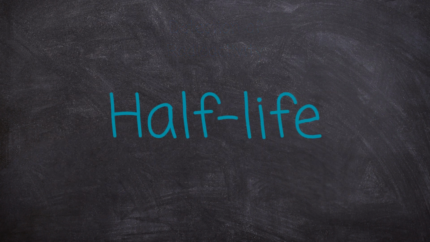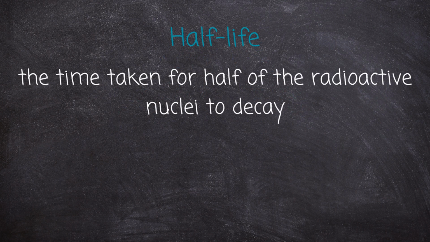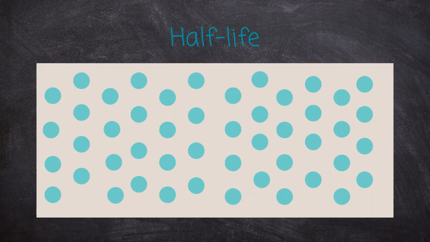The half-life of a radioactive material refers to the time it takes for half of the radioactive nuclei to decay. So, if you have a sample of 48 radioactive nuclei, the half-life is the time it takes for 24 nuclei to decay, and after that the same amount of time will be taken for 12 radioactive nuclei to decay, and so on. All radioactive atoms have different half-lives.